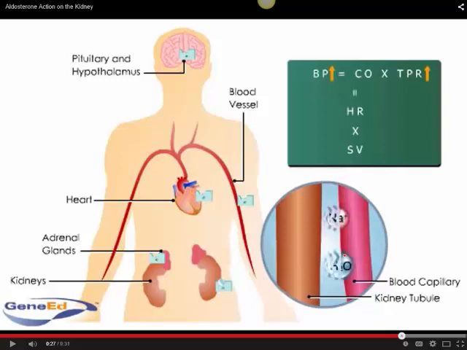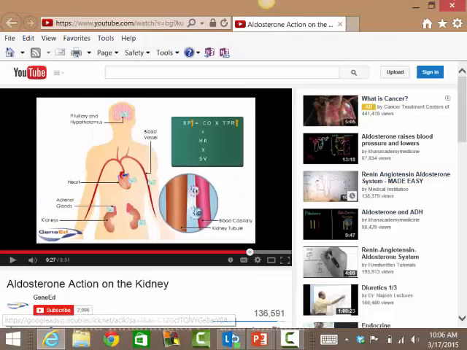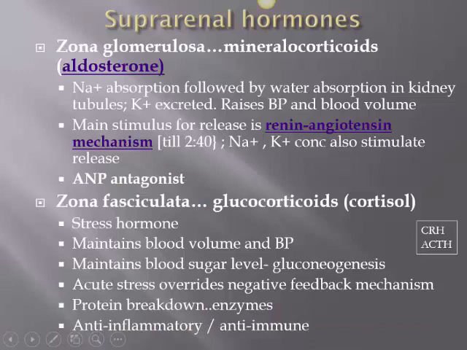Okay? So in case of ANP, what ANP will do is it will remove sodium and water from the blood through the kidney tubules, go into the urine, and it will pass out. Have you followed? It's just the reverse direction. Yes. And let's look at the renin-angiotensin mechanism.